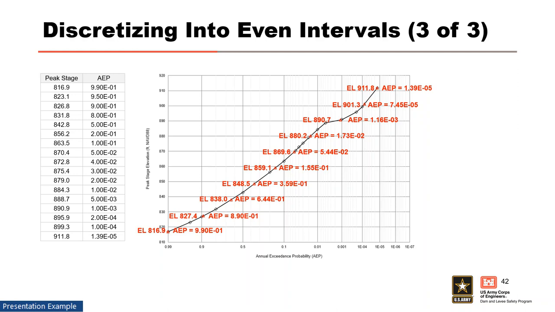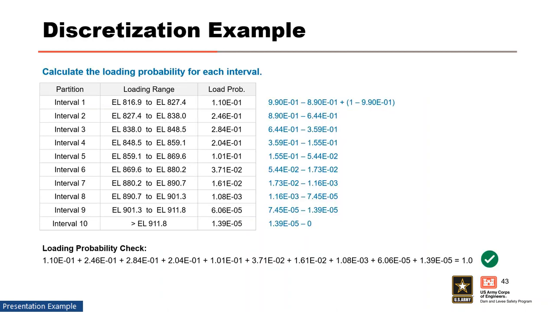Here are the interpolated annual exceedance probabilities for the stages that define our partitions. The loading probability for each interval is calculated by taking the annual exceedance probability of the lower stage minus the annual exceedance probability of the higher stage. The loading probabilities are the same ones shown in red on the prior slide that we interpolated from the stage frequency curve. The non-exceedance is added into the first partition, and if everything is done correctly, these probabilities will all sum to one.